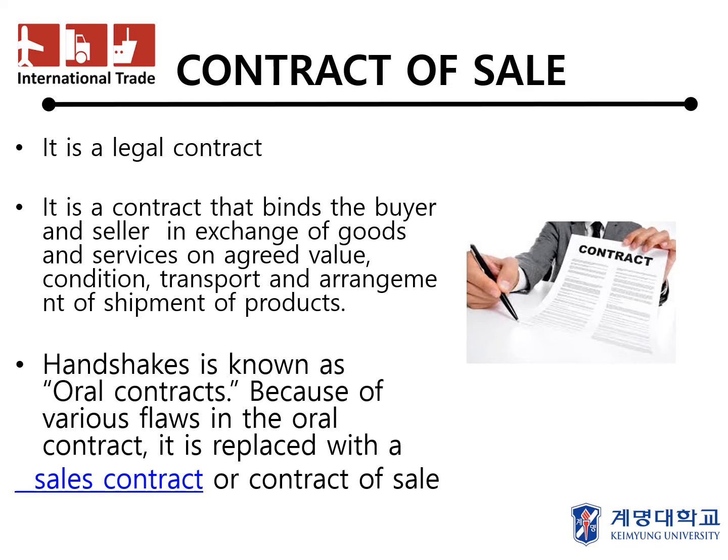In the old times, they did not have a written form of contract. They only did a handshake, and once they did a handshake, they called it an oral contract. That's how they conducted the dealing of business. But of course, because of various flaws, some party, buyer or seller, did not fulfill their duties and responsibilities, so they replaced it with a sales contract or contract of sales.